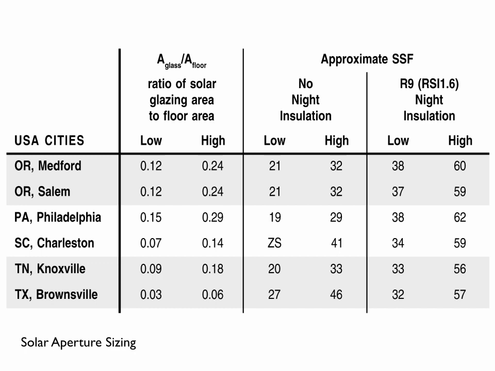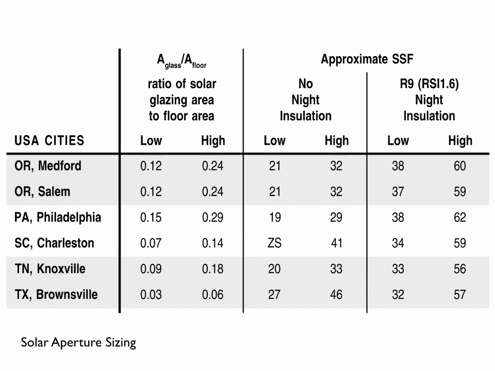Now, on the right-hand side, you have the approximate solar savings fraction that might be achieved by that much glazing area. Remember that solar savings fraction is the proportion of the seasonal need for heating that you get from the sun. There are two major columns there under solar savings fraction. One is no night insulation, and the other says R9 night insulation.